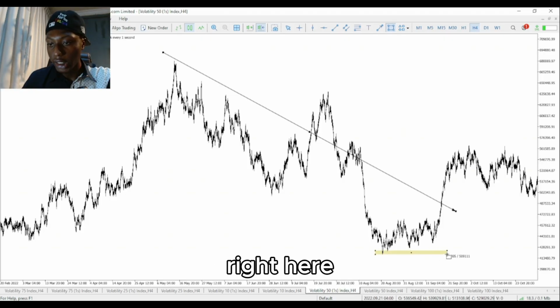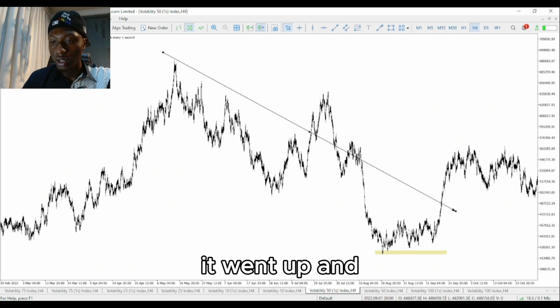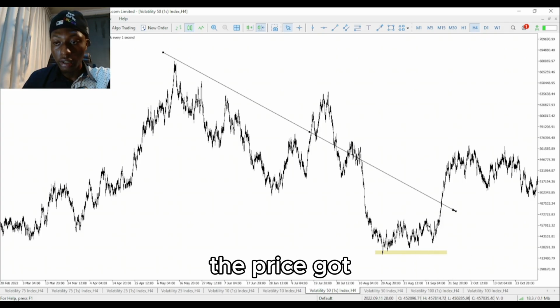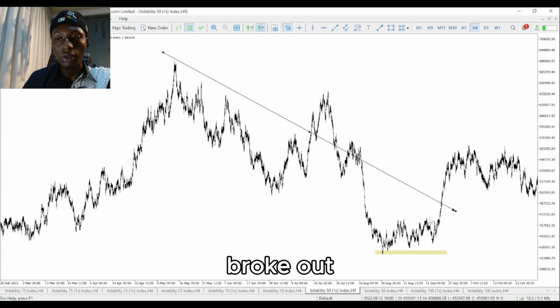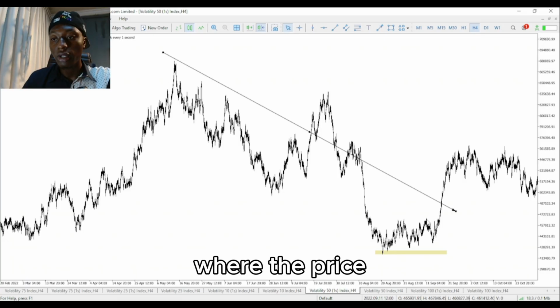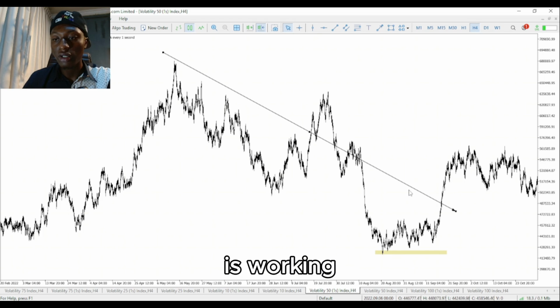And this is it right here. You can see when the price gets here, the market slowed down and it went up and failed to create a new low. And unfortunately, from failing to create a new low, the price broke out. You can see it right here where the price broke out. So it changed trend on the H4 time frame. So this is how I know that a trend is weakening.